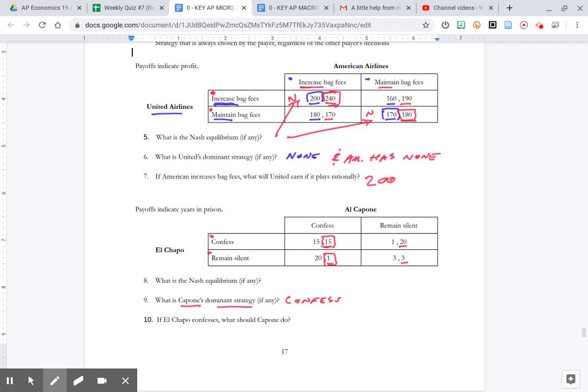Confess. And let's switch and see what happens to El Chapo. If he thinks that Al Capone is going to confess, which he knows he will because he's assuming he's going to play rationally, El Chapo could confess and get 15 years or stay silent and get 20. Well, he's going to confess as well. He's going to say, you know what? Capone was part of it. And so they could end up there.